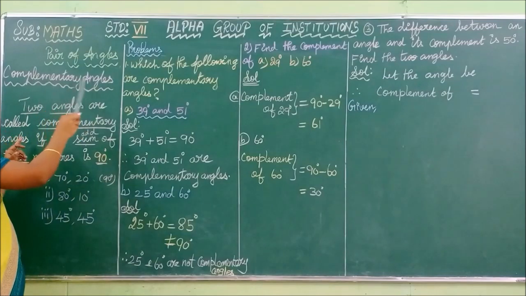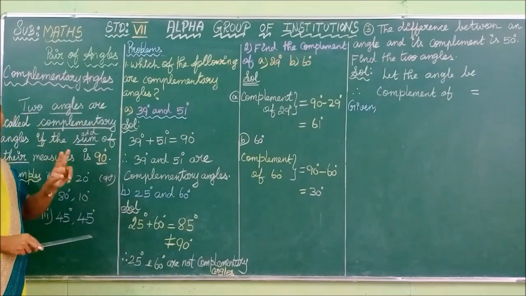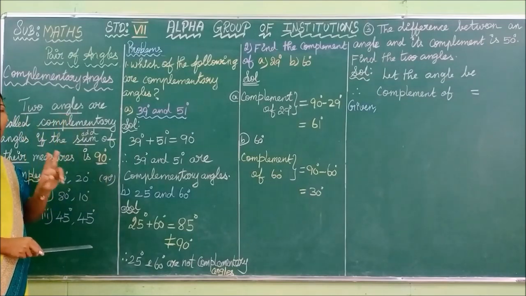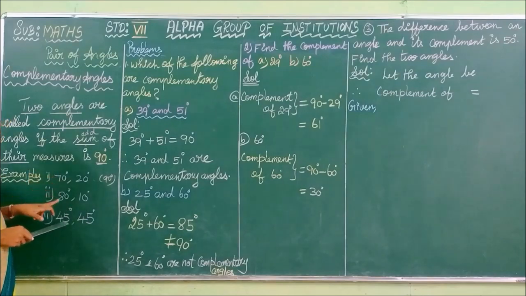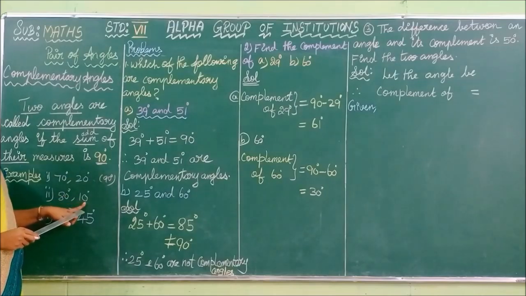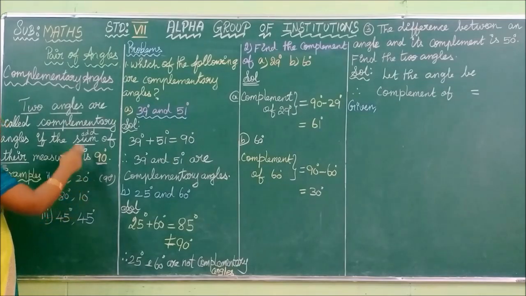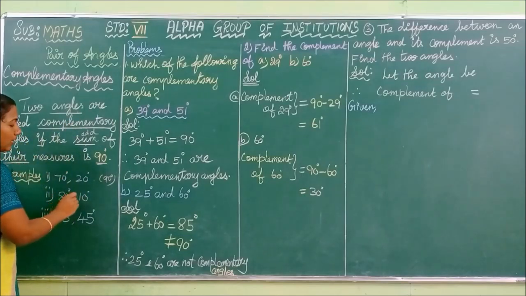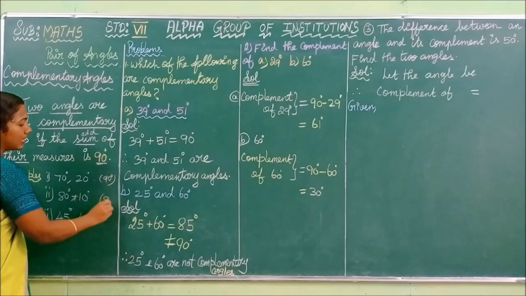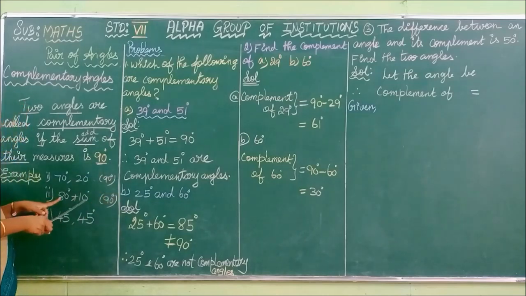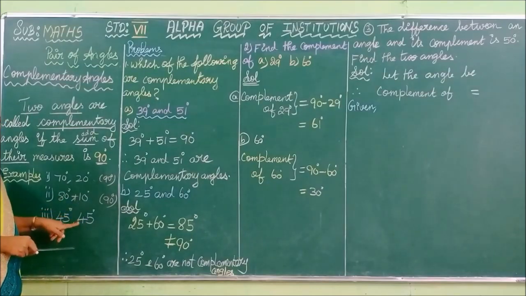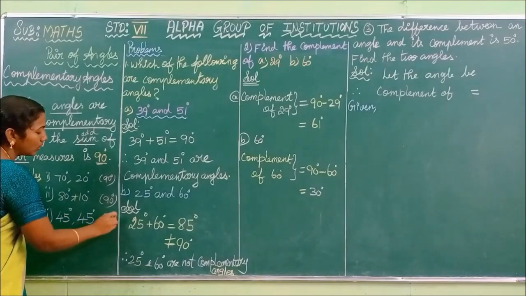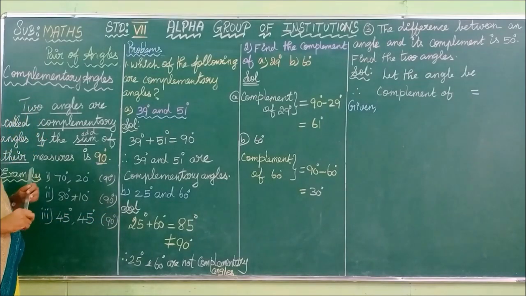For complementary angles, you must take two angles, not less than two angles, not more than two angles. Complementary angles means only two angles you have to consider. Next, see the next example, 80 degrees and 10 degrees are said to be complementary angles. Why? Because if you add these two angles, 80 degrees plus 10 degrees, your answer is 90 degrees. Similarly, 45 degrees and 45 degrees. If you add these two angles, again you get 90 degrees. So we can say these two angles are complementary angles.